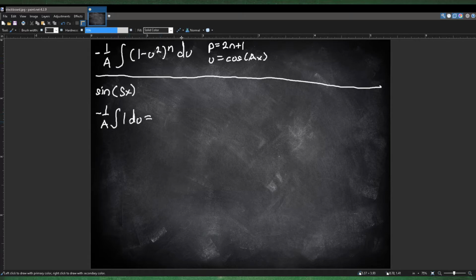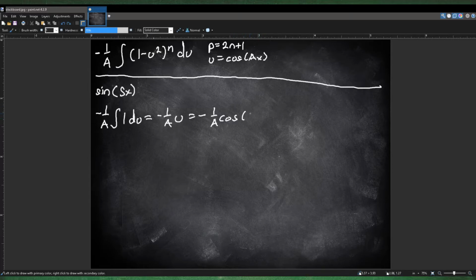So the integral of 1 is just going to be u, right? Because this is with respect to u right now. So we have negative 1 over a, u. So what is u? We substitute this back in here, right? So we have negative 1 over a cosine of ax.